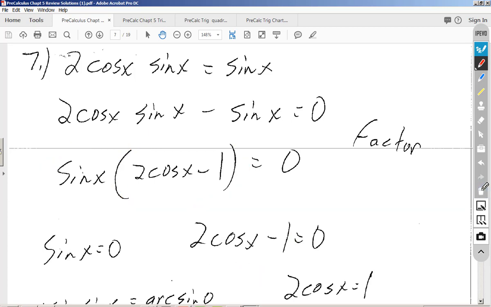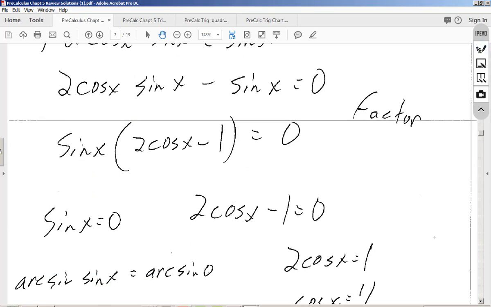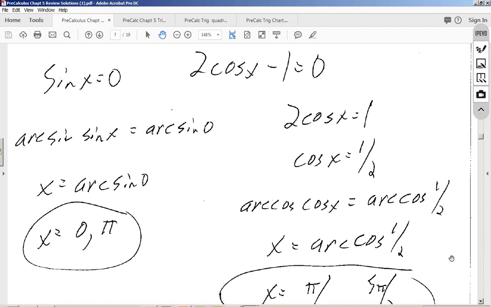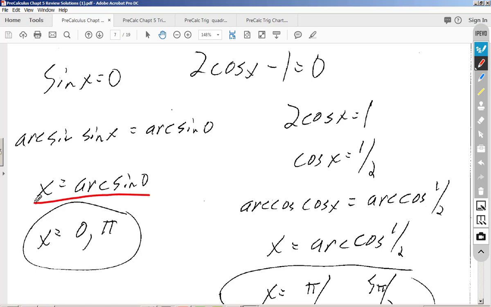So now solving each one of these factors separately, I'll go ahead and scroll it on up here. So notice the sine of x equals 0. Solving that, I take the arc sine of both sides, that crosses out, and so I'm left with this statement right here, x equals the arc sine of 0. So I'm going to go to my chart and find it here in just a second. But first, let's go ahead and solve this one.